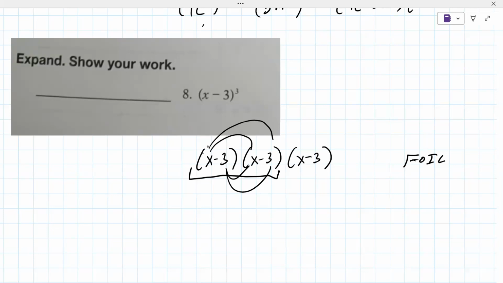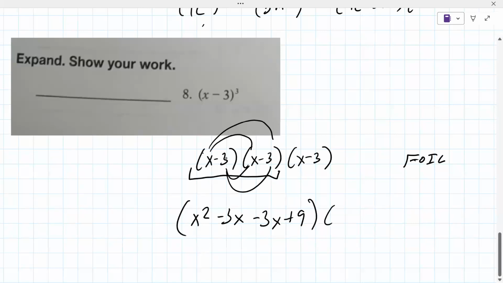You take the first letters, x times x, would be x squared. And then x times negative 3 would be negative 3x. Then negative 3 times x is also negative 3x. And then negative 3 times negative 3 is multiplying, so positive 9. Negative times negative makes positive.